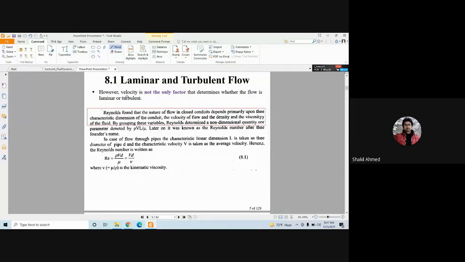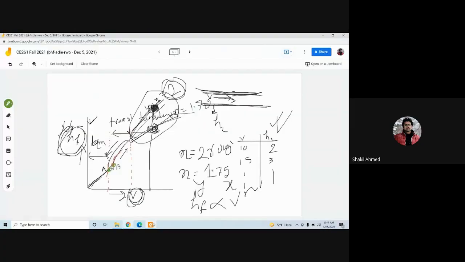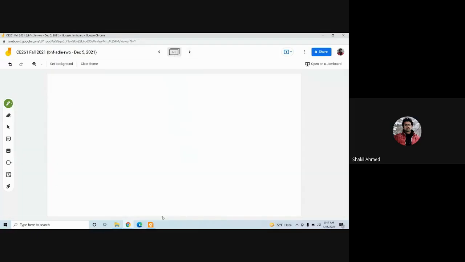The question is, velocity is not the only factor that determines whether a flow will be laminar or turbulent. So what are the factors?